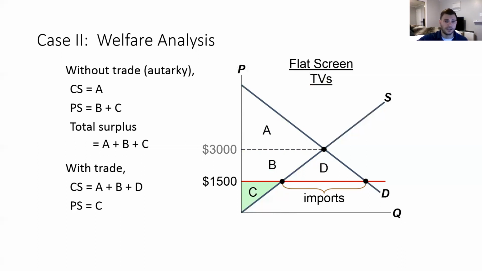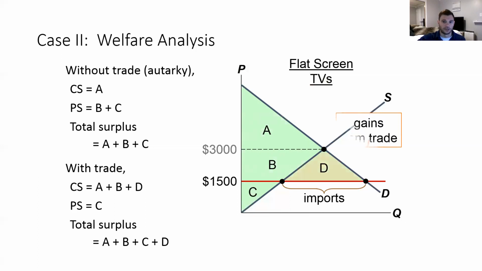So the size of the total surplus pie when we open up to free trade in the case where we are importing a good, in case 2, winds up increasing to A, B, C, D. So again, we can measure the gains from trade that accrue to us when we import a good by measuring the area of triangle D.